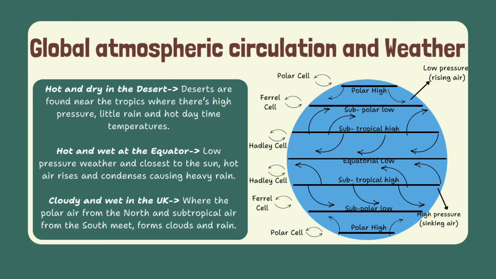Well, the deserts are found near the tropics because there's high pressure, little rain, and hot daytime temperatures. It's hot and wet at the equator because there's low pressure, and it's closest to the sun. In low pressure, hot air rises and condenses, causing heavy rain. And it's cloudy and wet in the UK due to the polar air from the north and subtropical air from the south meeting, forming clouds and rain.